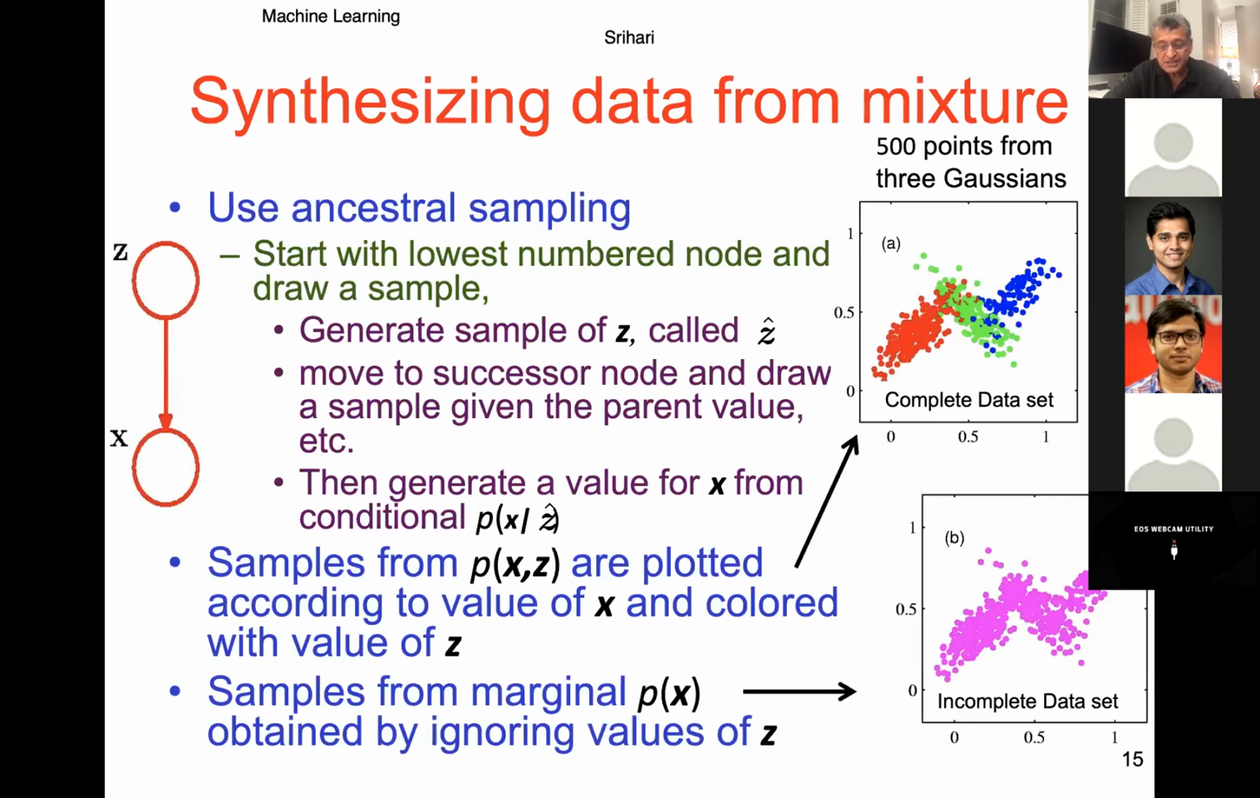So this is a data set, and we have a complete data set, and here is an incomplete data set. In the complete data set, the points are all assigned values. So they synthesize data from a mixture. Their initial data was like this, and they use ancestral sampling, start with the lowest number node and draw a sample. So this is a kind of sampling method to generate the data.